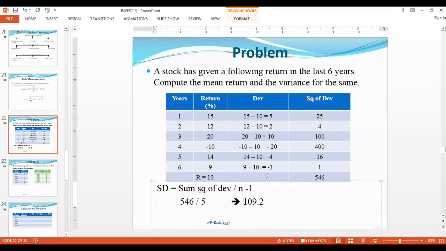What is this? Standard deviation? It is not standard deviation. This is variance. What you have calculated right now is variance. To get standard deviation, what do you need to do? You have to find the square root of that. So standard deviation is equal to the square root of 109.2. Find out what answer you get.